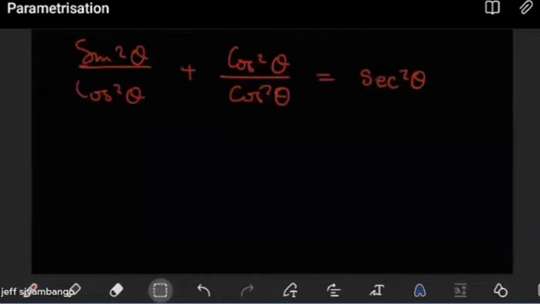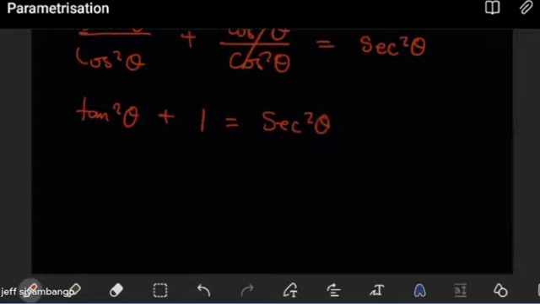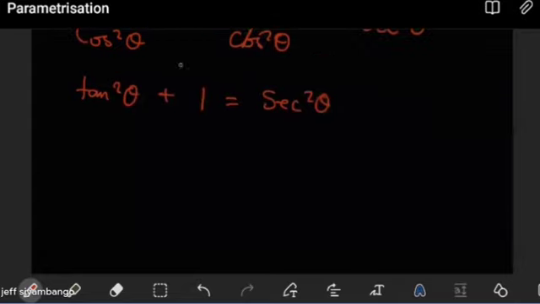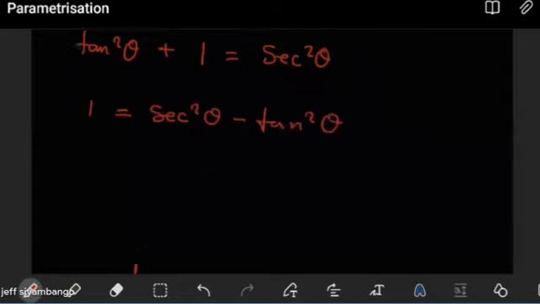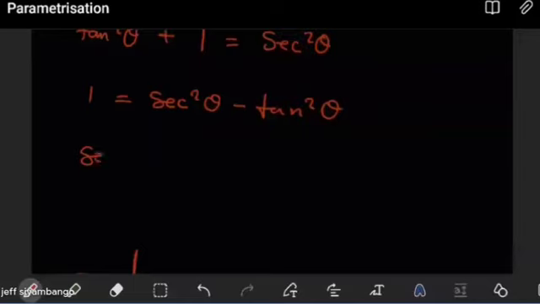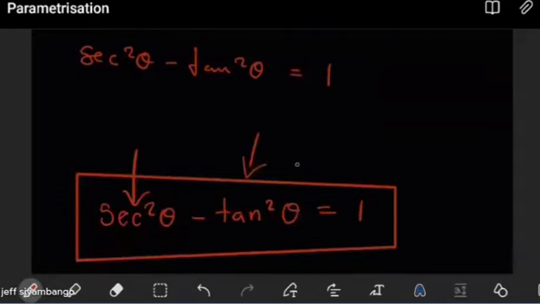From here, sine over cos is tan, so this brings tan squared plus, now we have cos over cos, this will be 1. So to end up with that negative, we can now move tan to the right, meaning that now we remain with 1 being equal to sec squared theta minus tan squared theta. So this is the identity now, where we have sec squared theta minus tan squared theta is equal to 1. Notice that that's this identity here.